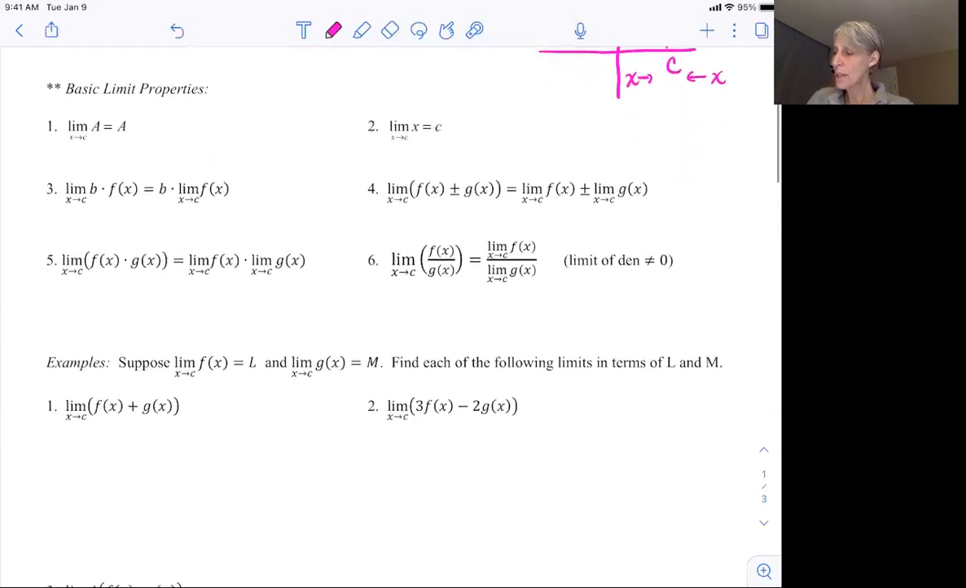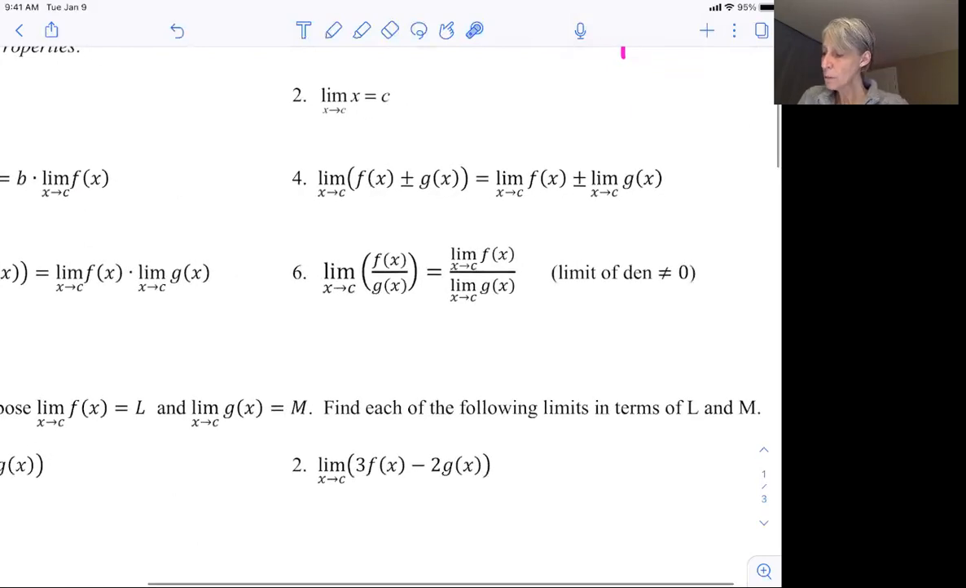All right, so our basic limit properties. The limit as x approaches c of a is just going to equal a. The limit as x approaches c of x is going to equal c, because we're just plugging in c for x. And again, it will start to make more sense in just a few minutes. The limit as x approaches c of b times f of x. If we have a situation like this, we can move our b out front and then evaluate the limit.